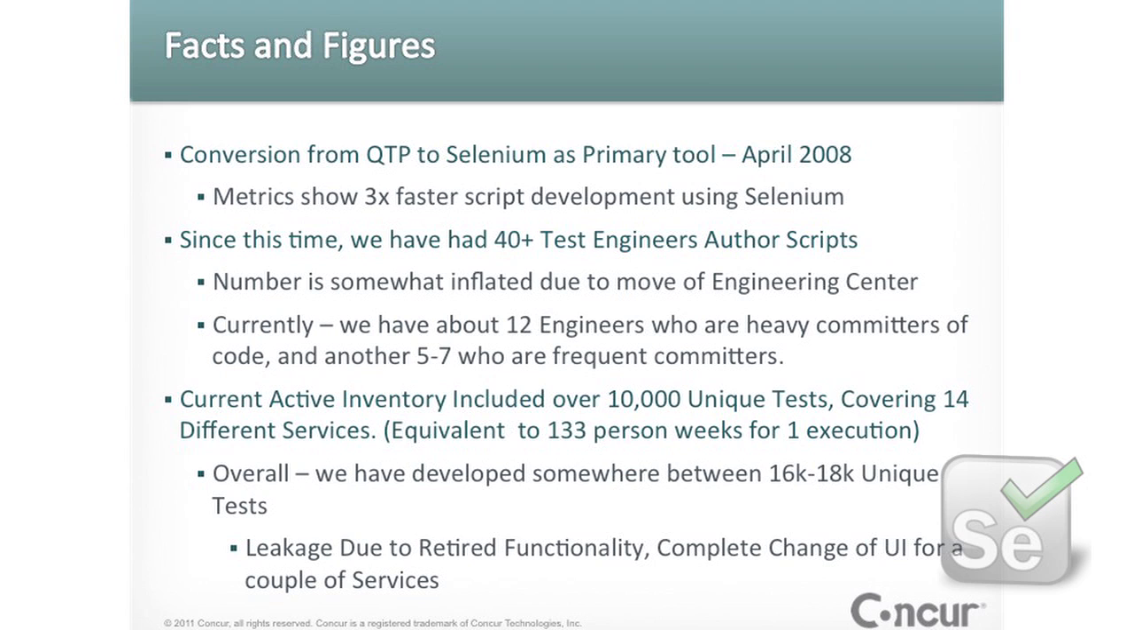Our active inventory, we have 10,000 unique test cases, 14 different services, I mentioned that already. When we execute one complete passive automation, it's equivalent of 133 person weeks. So we do this, 10,000 executions. We run our complete inventory multiple times in a week, and there's numerous reasons why we do that. But when you track that back to how we could accomplish that with manual testing, obviously you can't, not with any reasonable cost structure. Okay?